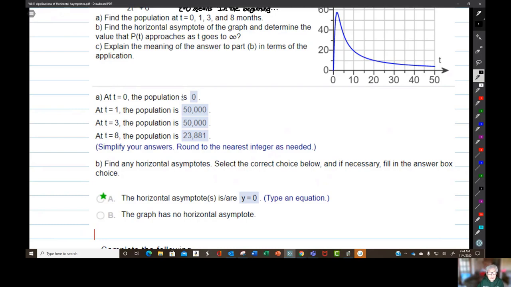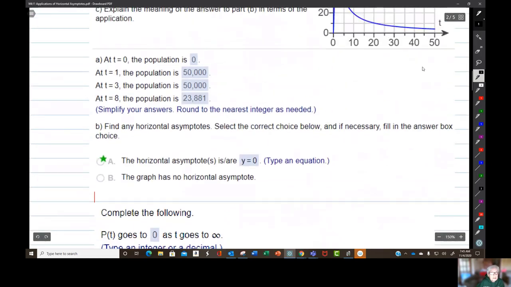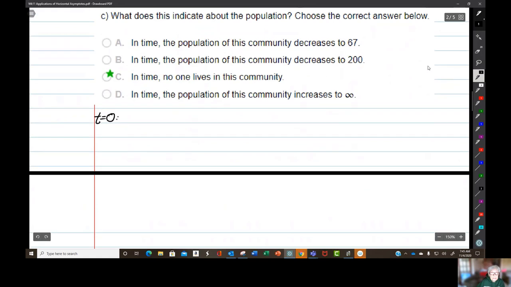Okay, well, t equals zero. Here's what that means. The time at t equals zero. Well, here's our function, P of t, right? Population at time t equals 400t over 2t squared plus 6. We put a zero in for every t, because t equals zero. Well, 400 times zero is zero. And this is zero, or can be thought of that way.